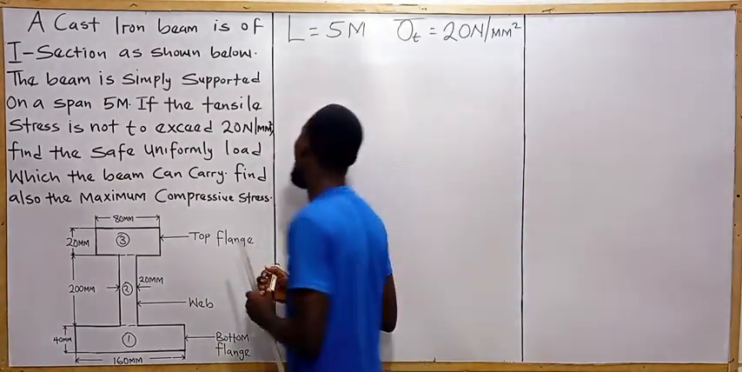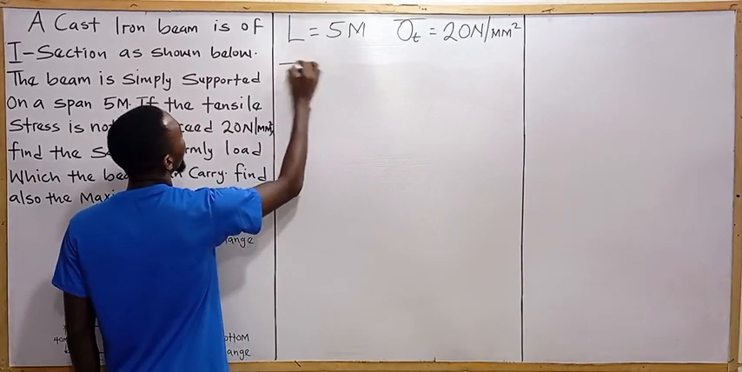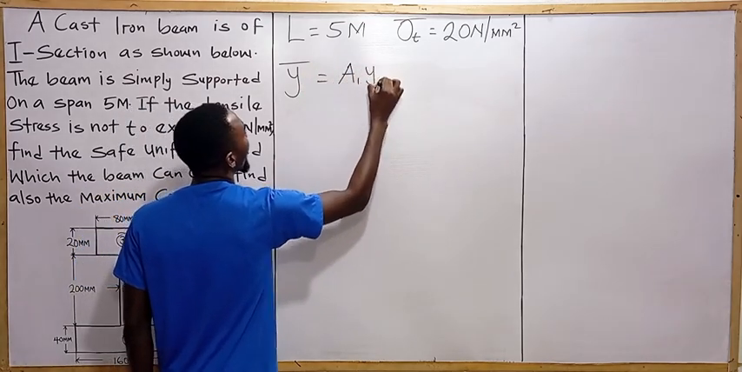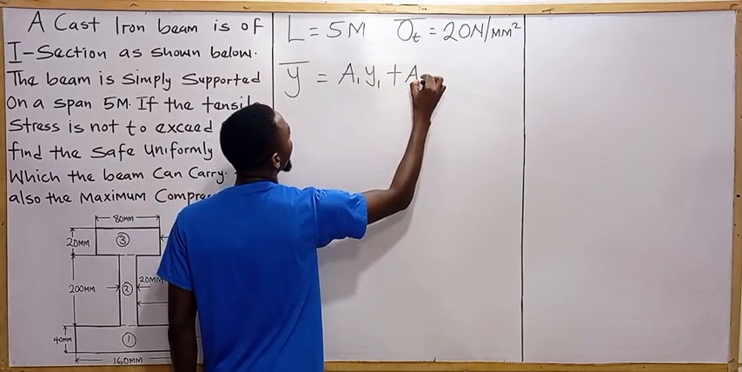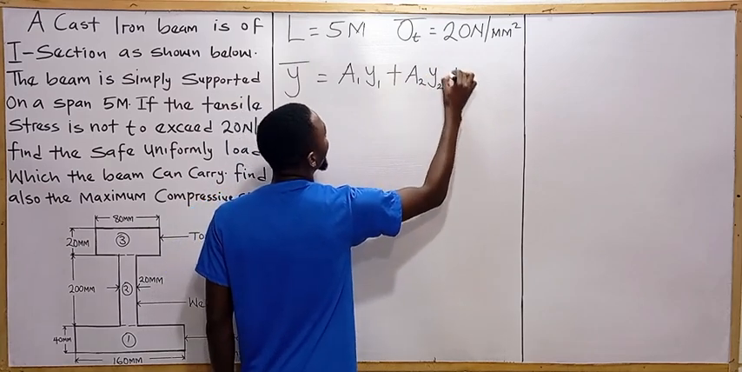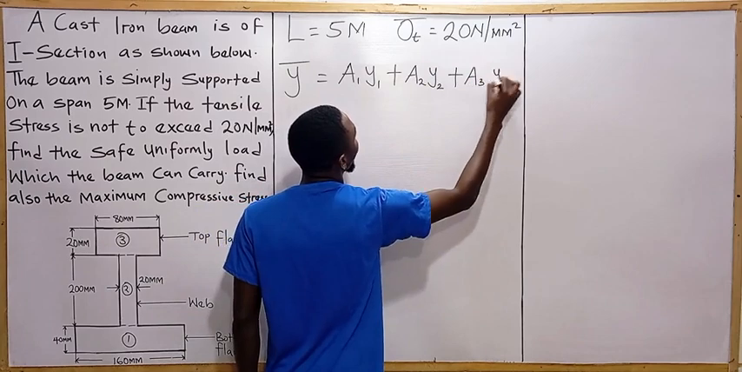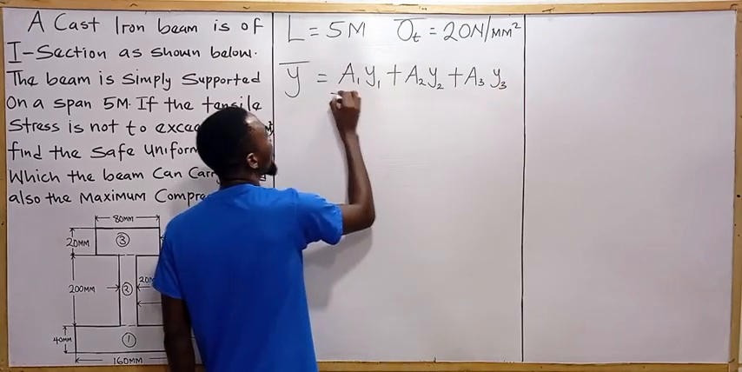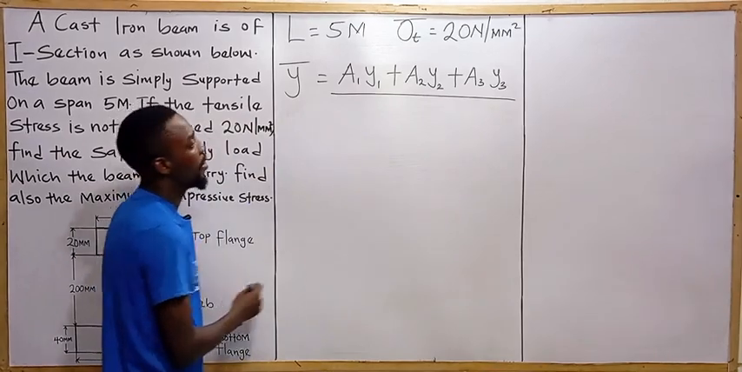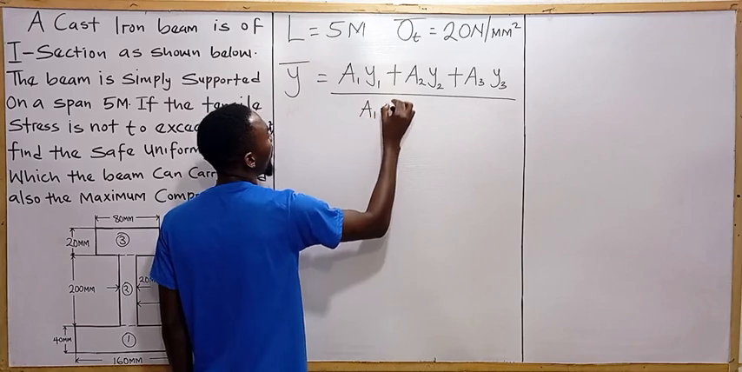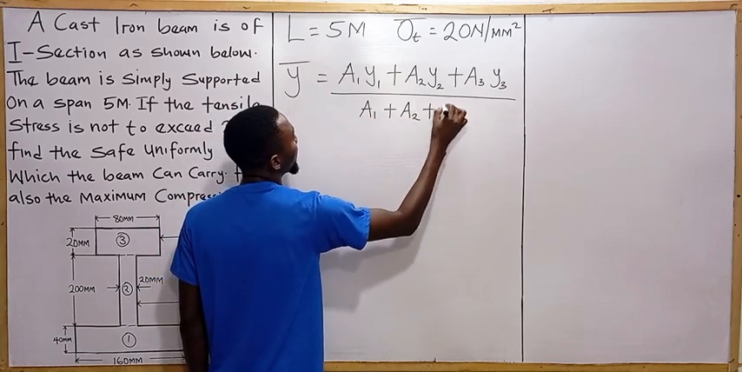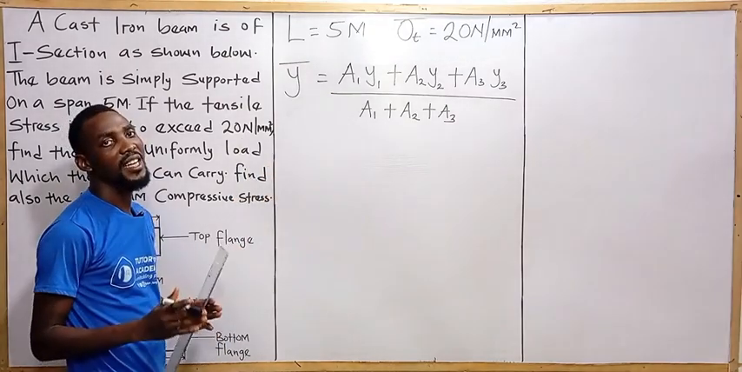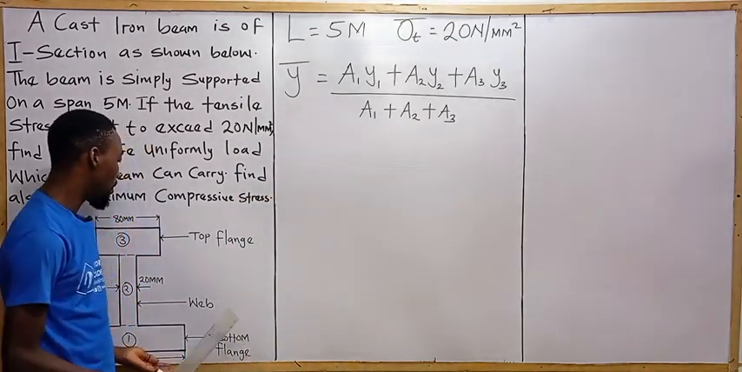And how do we do that? We are going to do that by using the formula above. So y bar is equal to a1 y1 plus a2 y2 plus a3 y3. I hope you know why we are stopping at 3, because we have 3 rectangles. All right, so divided by a1 plus a2 plus a3. So this y bar is the distance of the center of gravity from the bottom surface.